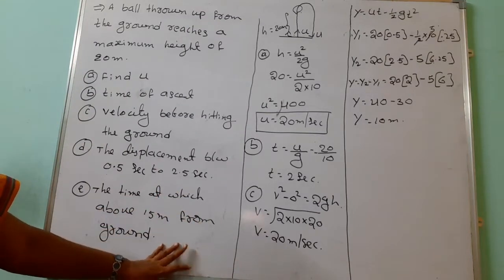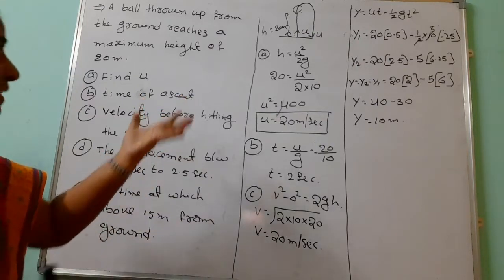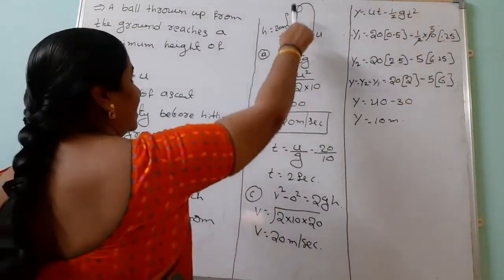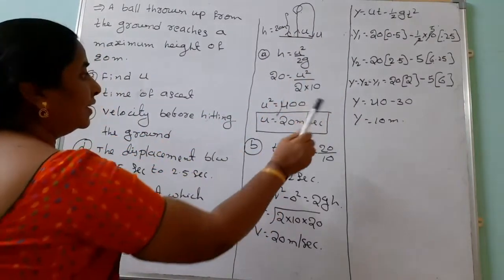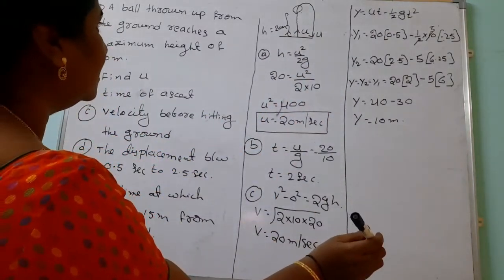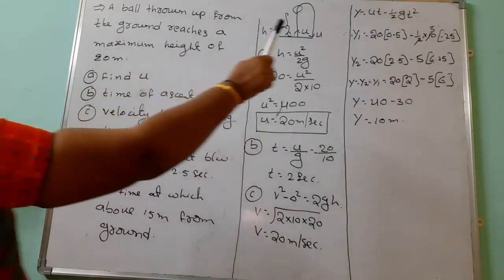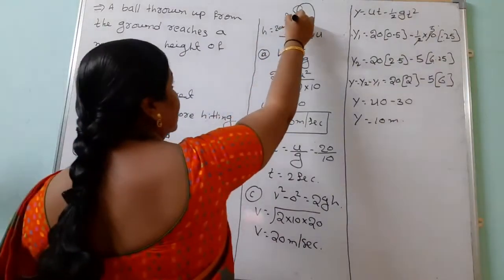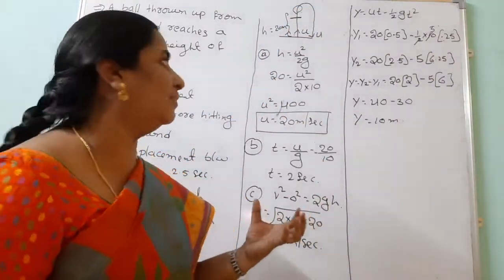In this case, we don't know the time, we should find it out. But we know how much height there is. What is the maximum height? For that, the maximum height is u square by 2g. Already we have solved this one, and it is given in this problem as 20 meters. So if the ball reaches 15 meters, how much time will it take?